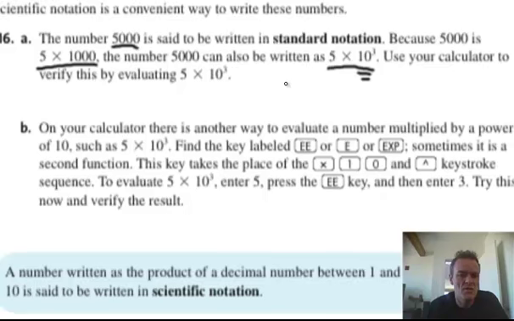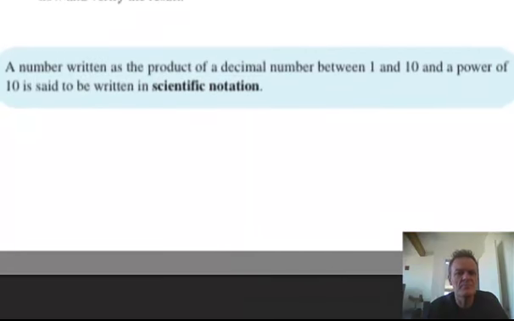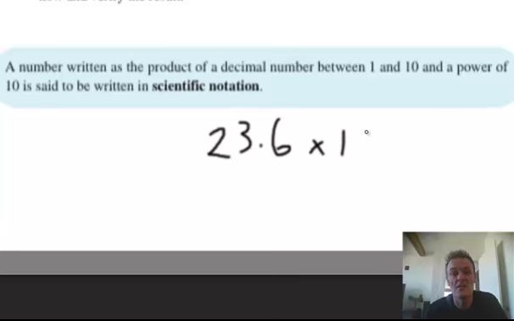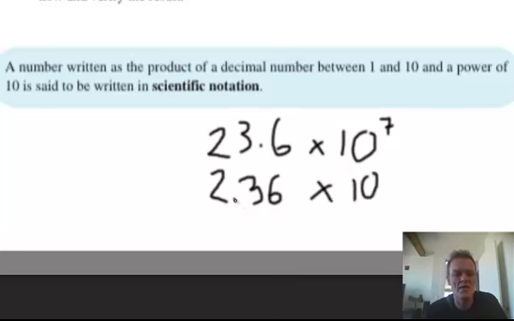Okay. So let's have a look at the statement down here. A number written as the product of a decimal number between 1 and 10. So be aware of that. In other words, this is not scientific notation. 23.6 times 10 to the 7 is not scientific notation because it should be 2.36 times 10 to the something. We'll go into that later, okay? So that's where the decimal has to be, okay? A number between 1 and 10, or really 1 and 9.999999999, okay? Right, so that's scientific notation.